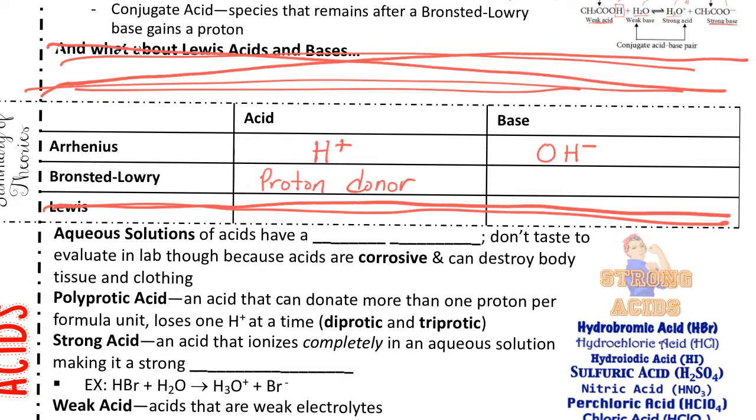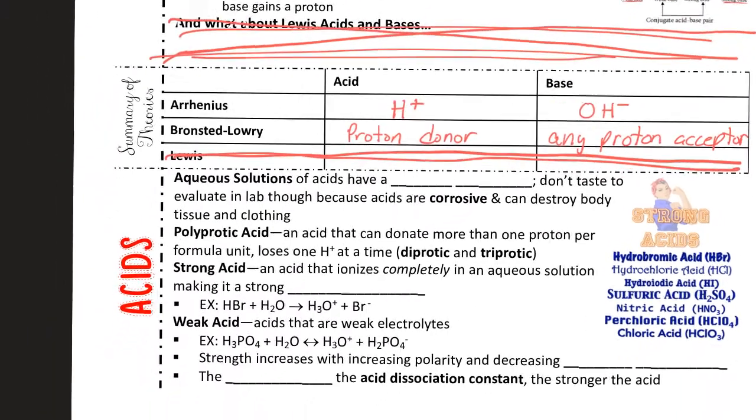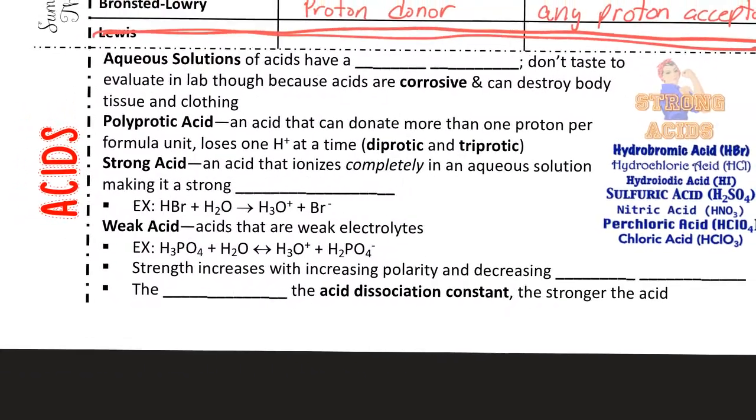To be a base, you just have something that can be any proton acceptor. So in the second one, we really look at the charges, and we look at whether it's gaining a proton or losing a proton. All right, let's talk about the properties of acids.